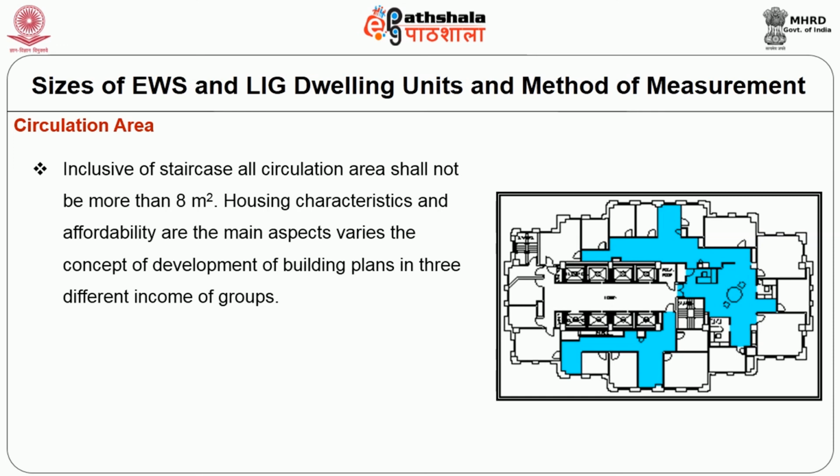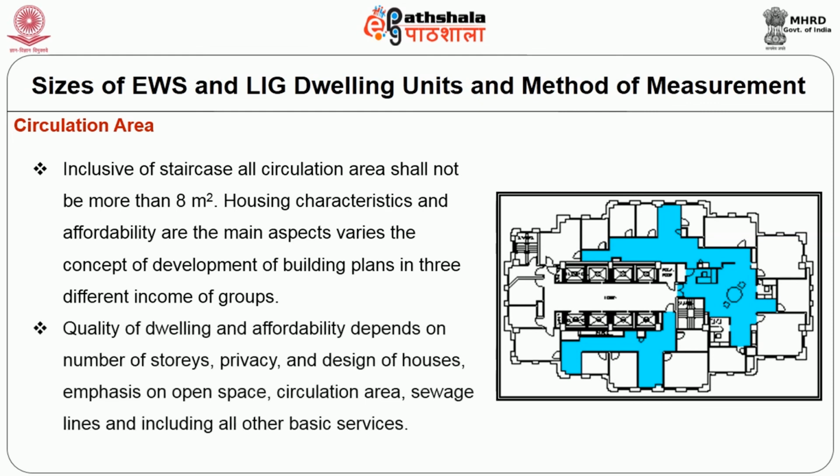Housing characteristics and affordability are the main aspects that vary the concepts of development of building plans in the 3 different income groups. Quality of dwelling and affordability depend on the number of stories, privacy and design of houses, emphasis on open space, circulation area, sewage line, and all other basic services.